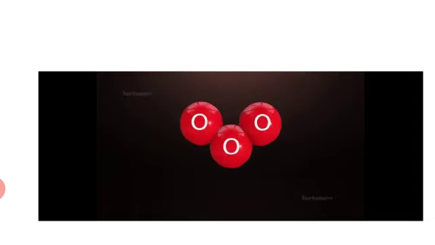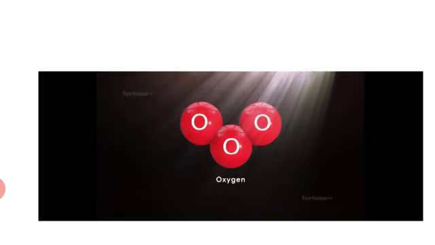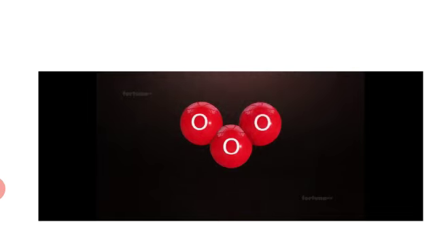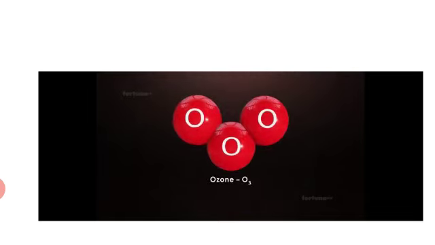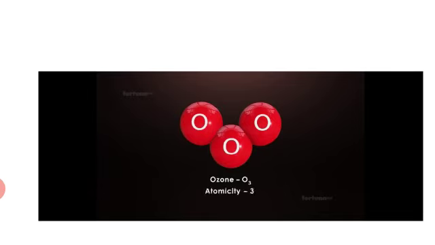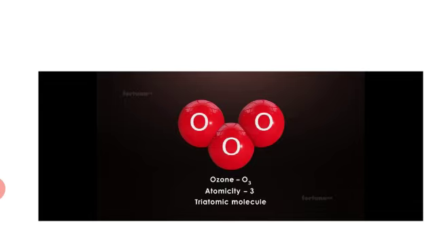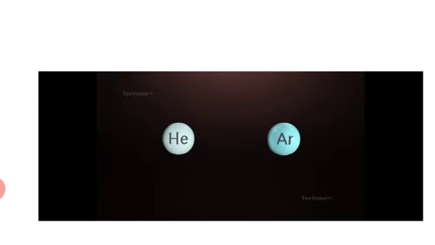Ozone, the chemical that protects us from the harmful ultraviolet rays of the sun, is made from 3 oxygen atoms. The molecular formula for ozone is O3. The atomicity of ozone is 3, and it is a triatomic molecule. Some atoms, such as helium and argon, are found as single atoms, so their atomicity is 1. These are known as monoatomic molecules.